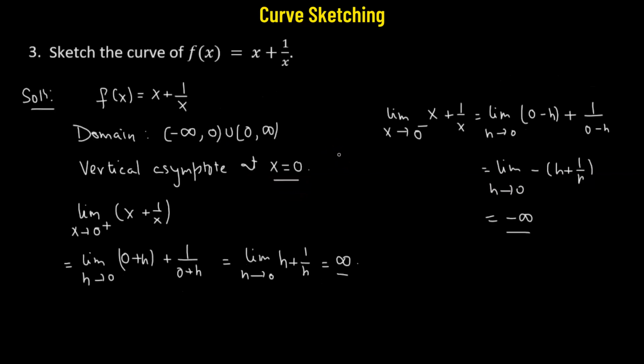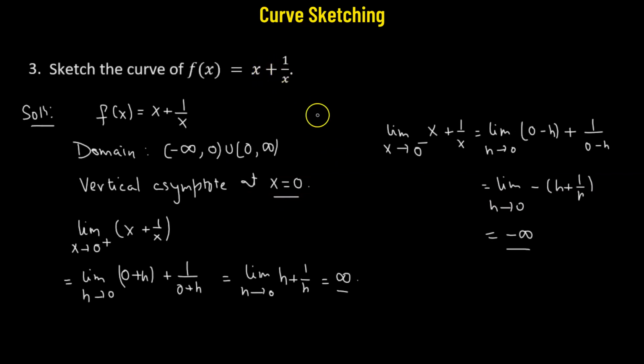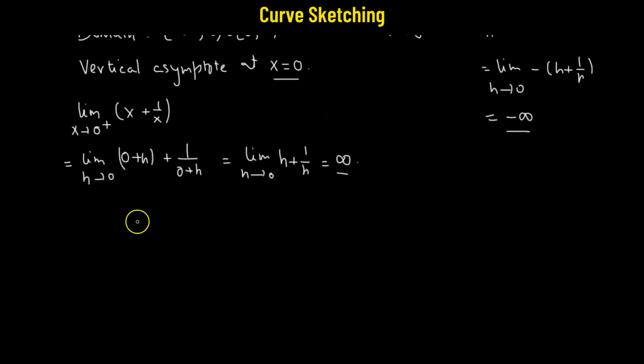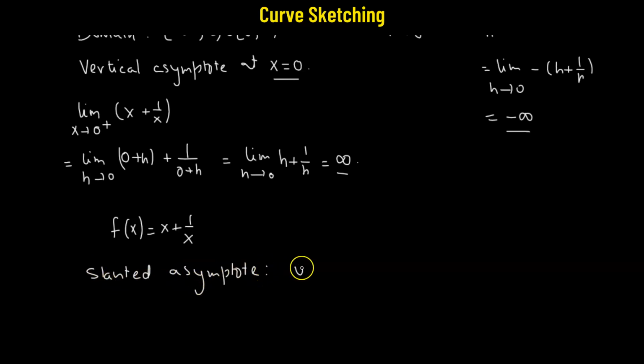Fine. And there is one more thing here. We have x plus 1 over x, so f of x equals x plus 1 over x. Whenever we have a function of the form x plus some other function, this will give us a slanted asymptote, which will be given by y equals x.